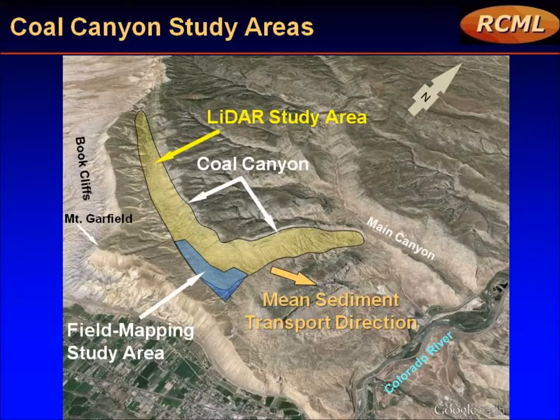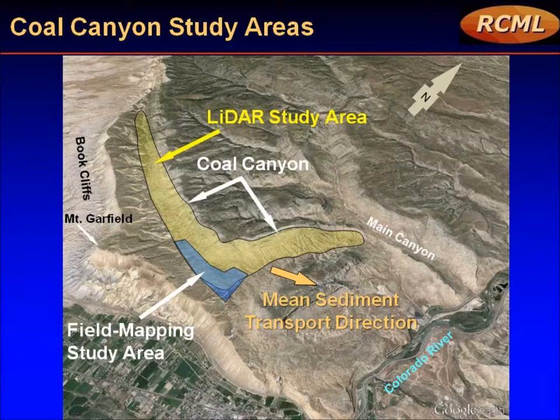So for comparison, this shows Coal Canyon. The town of Palisade is right here, known for its peaches and vineyards. The field-based mapping that we did with a handheld GPS unit and measured sections is this blue area. The area that we mapped in more detail with the aerial LiDAR is shown by this yellowish area. If you look at all the sandstone body measurements and the paleocurrent data, primarily from the field mapping, where we actually made those measurements, the mean sediment transport direction is in this orientation. This is north, so it's about 75 degrees azimuth.